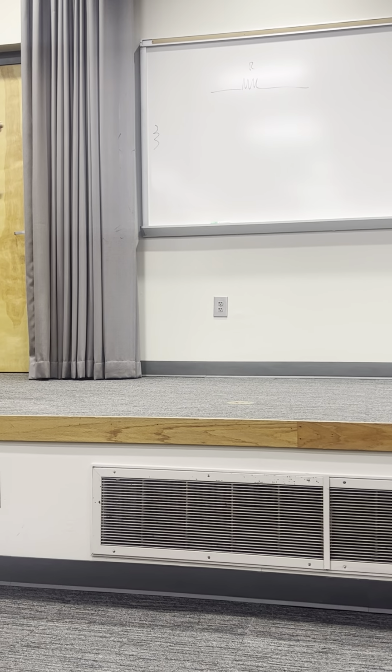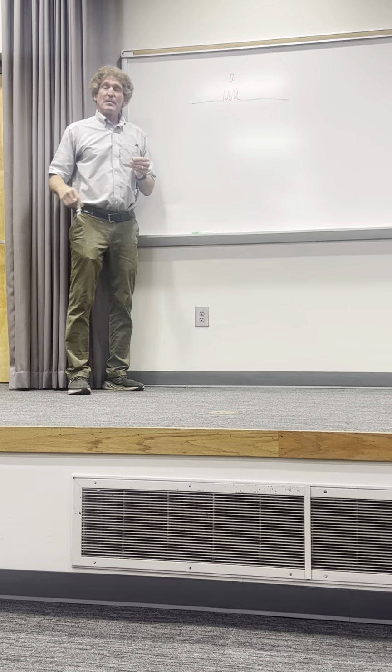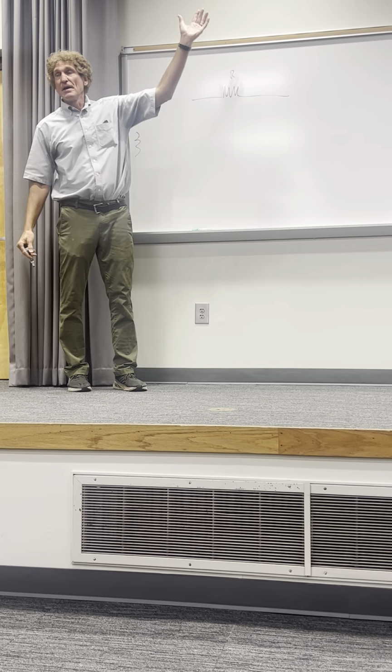So a resistor is something that limits current. It looks like this. It's just a jagged line. How many remember that from physics?